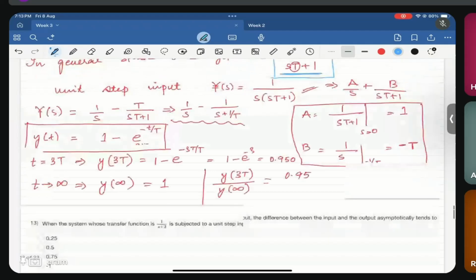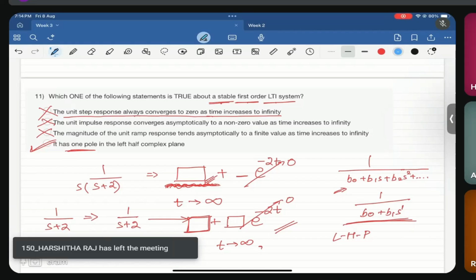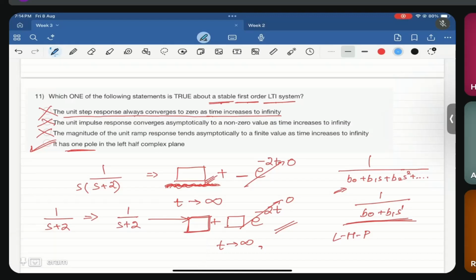Now for question number 11, we have discarded option number 2, ma'am. But for unit step response, there will always be a constant term. No, it is saying the unit step response always converges to 0. If it says always, it means there cannot be any situation where it is settling to a non-zero value. But we have seen an example where it is converging to a non-zero value. So that's why we discarded it, because it was saying always. So it is not true.